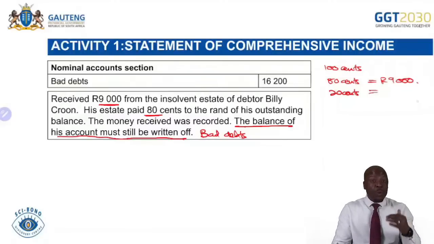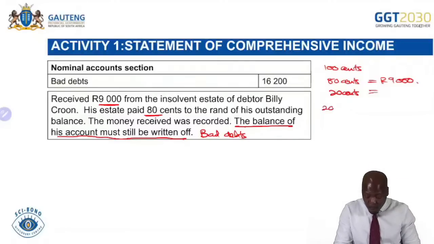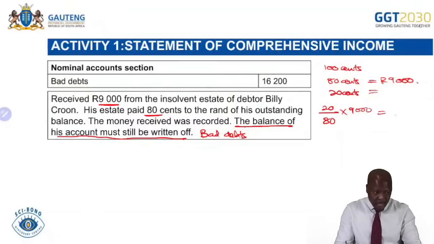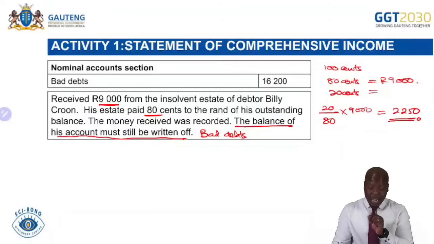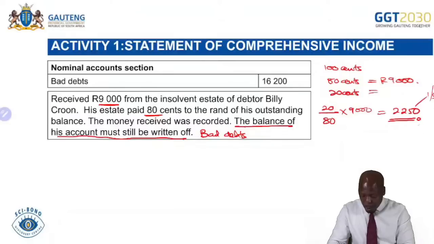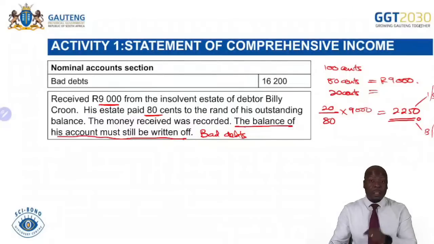Okay. So we now say what we want goes on top. So we want 20. And what do we have? We have 80 multiply by 9,000. Okay, let's punch that in our calculators. How much do we get? We get 2,250. What is that? This becomes our bad debts, 2,250. Once we have bad debts, you have to understand it affects two accounts. All right, it affects the income statement. It also affects the balance sheet. I'm talking of the statement of comprehensive income and the statement of financial position.